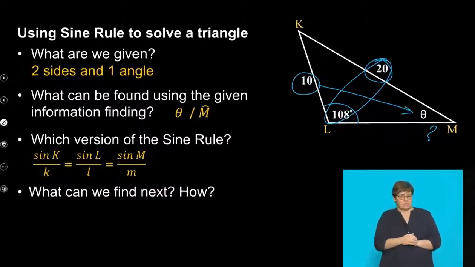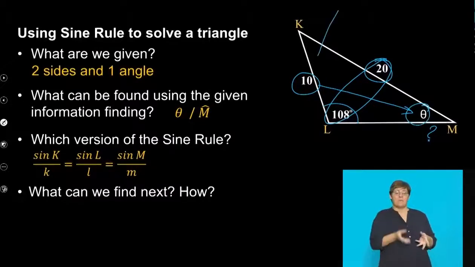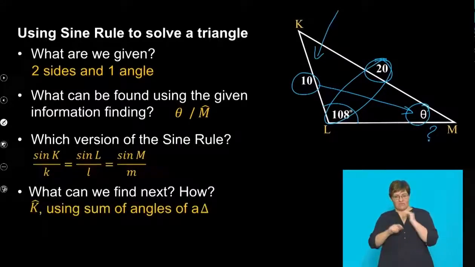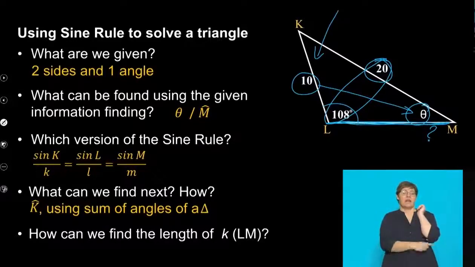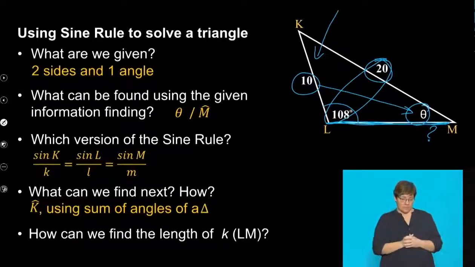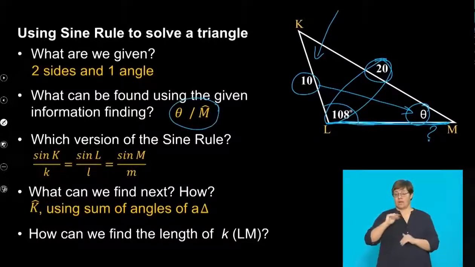We will solve it slowly, but just to make sure where we're heading. Once we found this angle theta, we'll have two angles in our triangle. So once we have theta, it will be quite easy to find angle K using the sum of angles of a triangle. And finally, once we have K, we can find the side across from K, which is LM, and that's the last thing we'll do. So let's start at the first step, and that is to find theta.